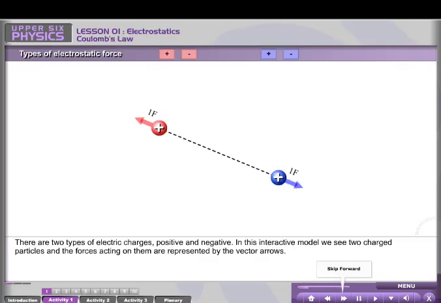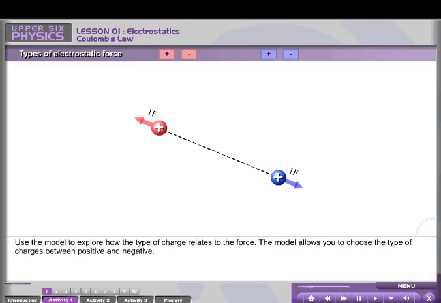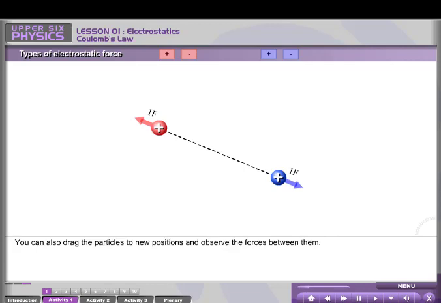There are two types of electric charges, positive and negative. In this interactive model, we see two charged particles and the forces acting on them are represented by the vector arrows. Use the model to explore how the type of charge relates to the force. The model allows you to choose the type of charges between positive and negative. You can also drag the particles to new positions and observe the forces between them.